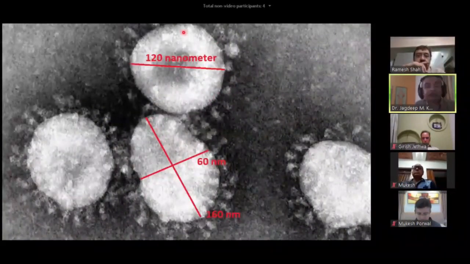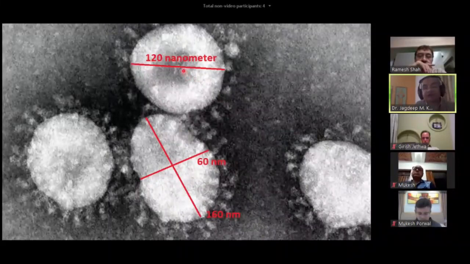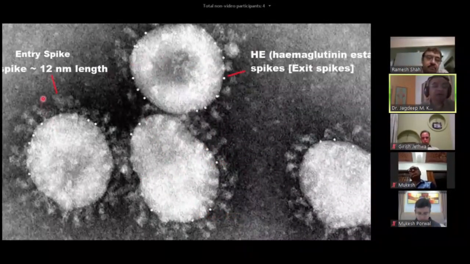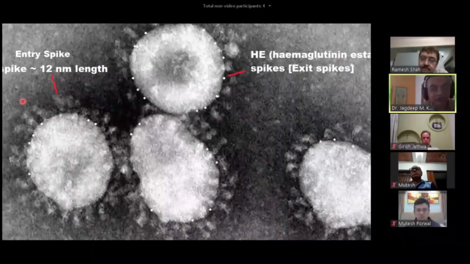The average spherical particle diameter is 120 nanometers, whereas an oval or oblong virion has a maximum diameter of 160 nanometers and a minimum diameter of about 60 nanometers. And there are 2 kinds of spike on the surface of this corona. One is known as the entry spike, which is made up of glycoprotein. Now remember this glycoprotein, this is not a simple protein, this is a glycosylated protein. That means the protein has a covering of sugar, and that's the reason it affects diabetics much faster than others.